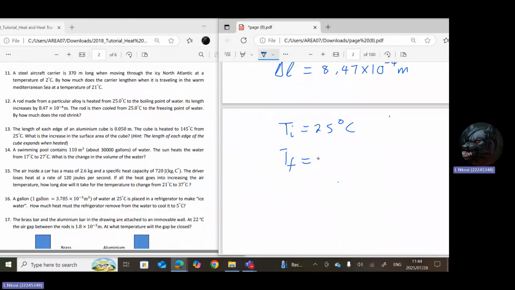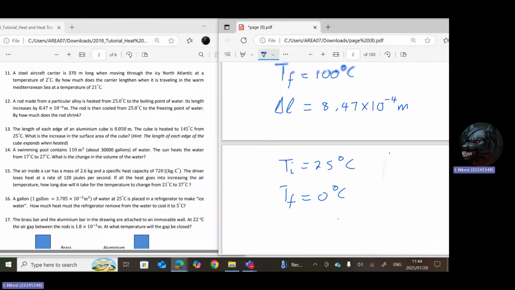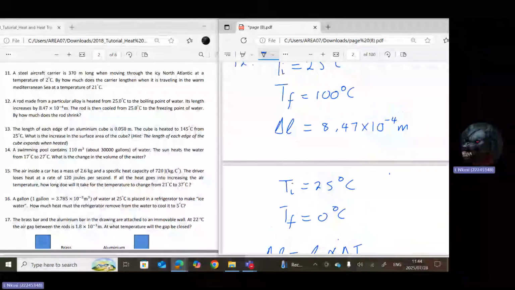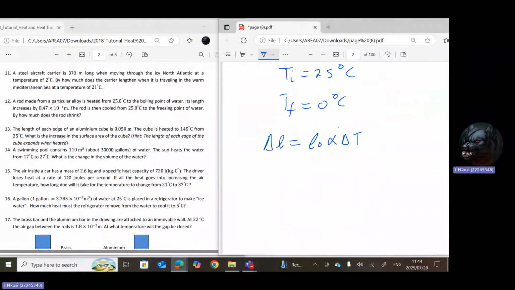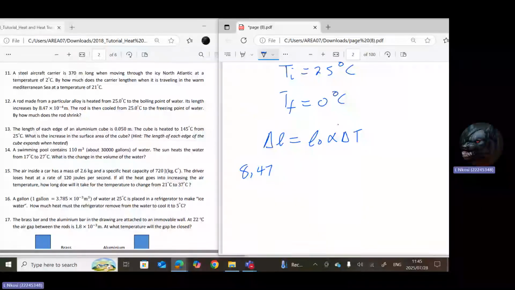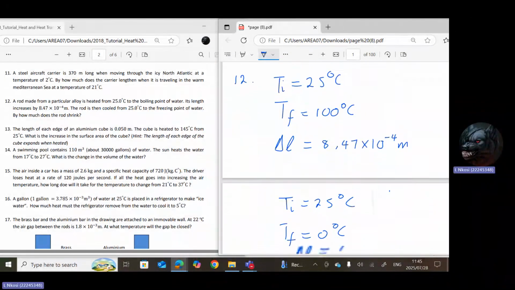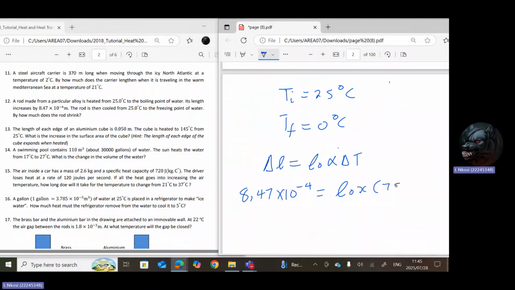So the final temperature here is 0. Using the first information, we can say change in L is equal to L0 alpha change in T. The first change in L was 8.47 times 10 to the minus 4. You don't know L0 and alpha, but your change in T was 100 minus 25, which was 75.